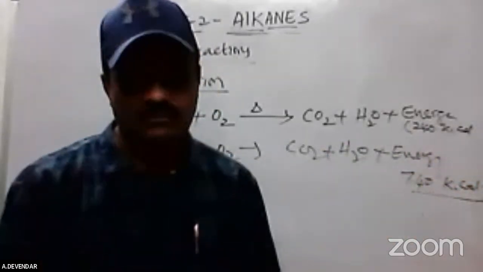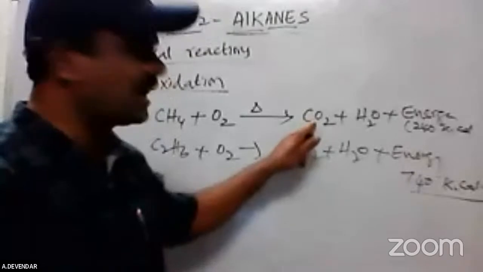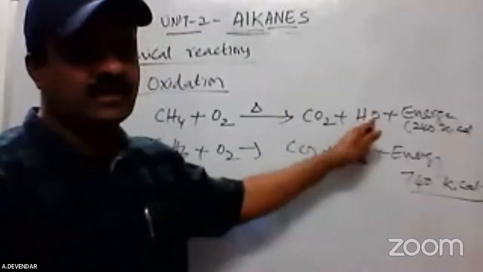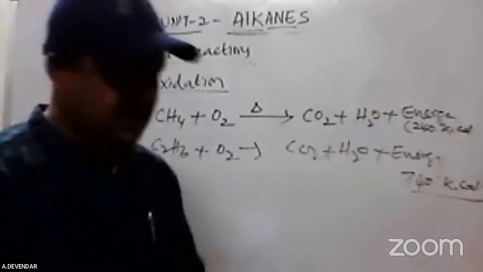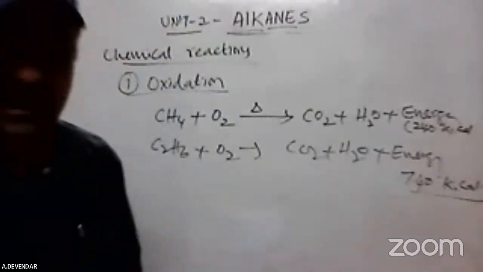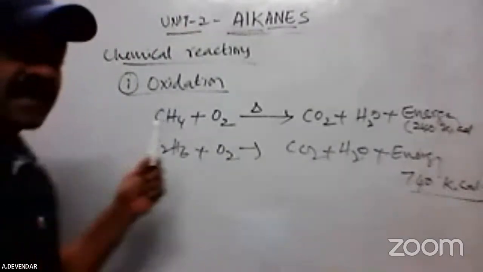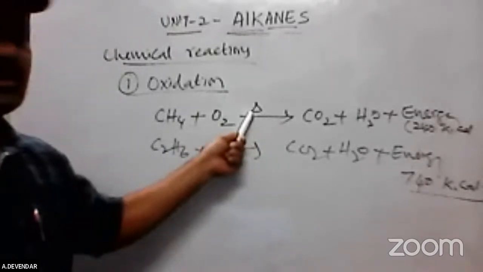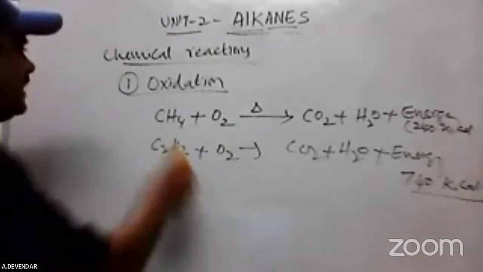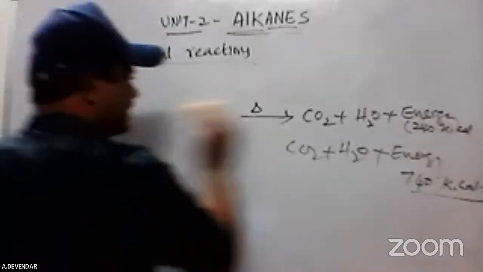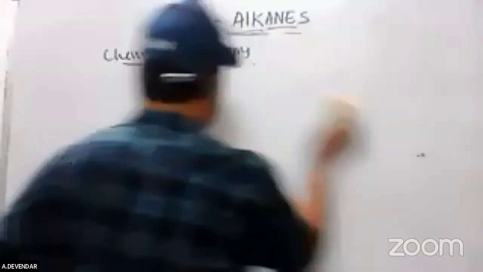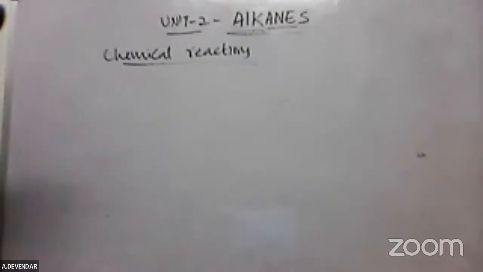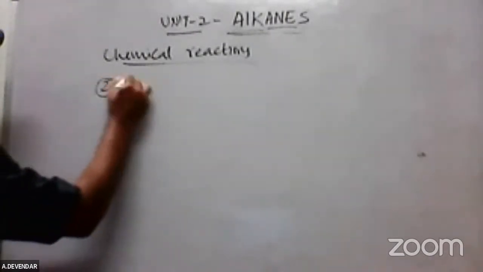You are cooking your food, and also liberating what? Carbon dioxide and water are liberated from the hydrocarbons. This is about the first method, oxidation, of the chemical properties. This is under drastic conditions only, with high heating. Under these drastic conditions only, this oxidation takes place. And the second reaction is halogenation of hydrocarbons. Halogenation is very, very important.